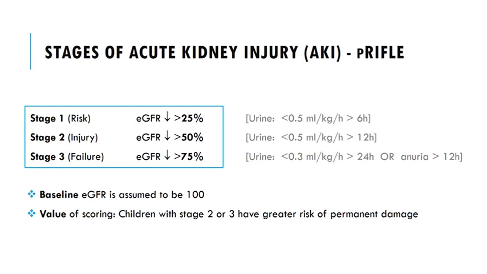Unfortunately, if we look at all the different types of staging, this one is currently the most accurate one that we have. The reason we do this is because children with stage 2 or 3 have a higher risk of permanent damage. You will see you can also use urine output as part of this. However, most people will just look at the eGFR. Please do not memorize the urine output for these slides.